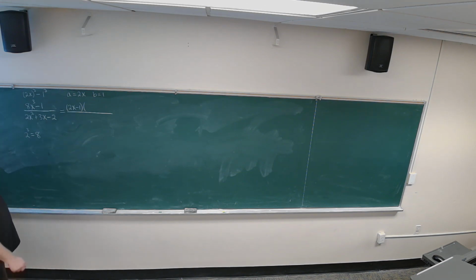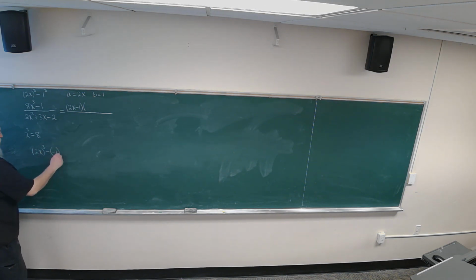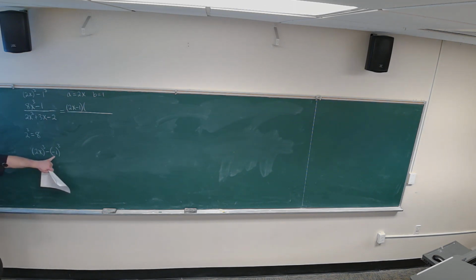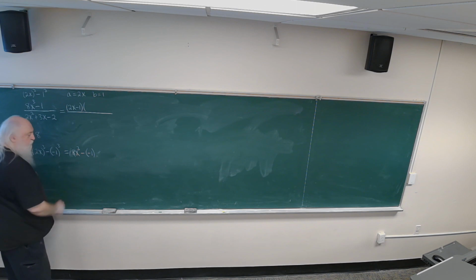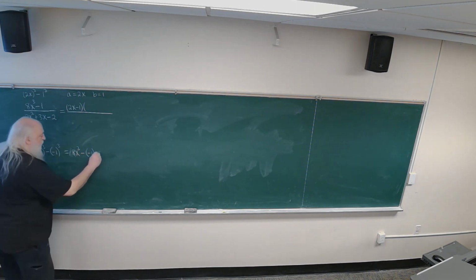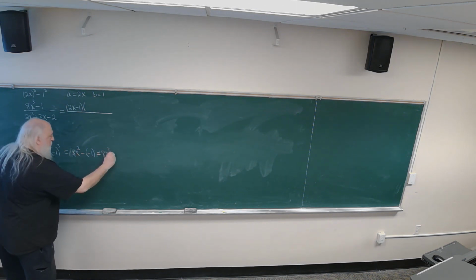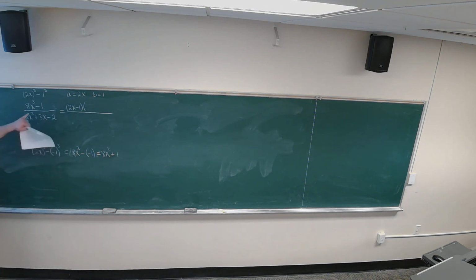Well, if B was equal to negative 1, then we would have 2x cubed minus a negative 1 cubed. Oh, okay. And a negative 1 cubed is negative 1. So 2x cubed is 8x cubed. And then we have minus a negative 1. And minus a negative 1 is plus 1. And that's not what we got. Okay.